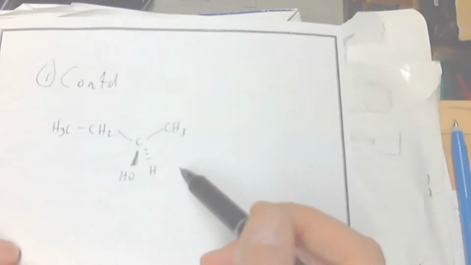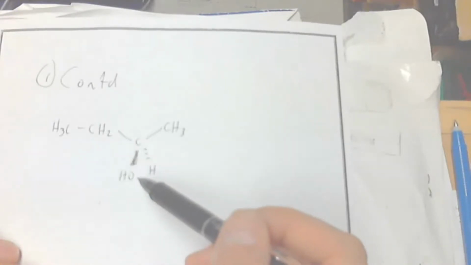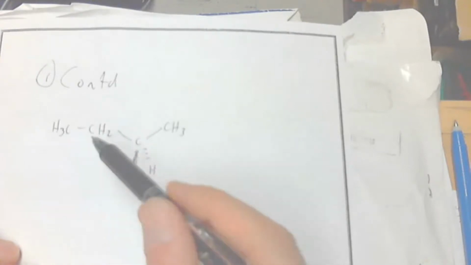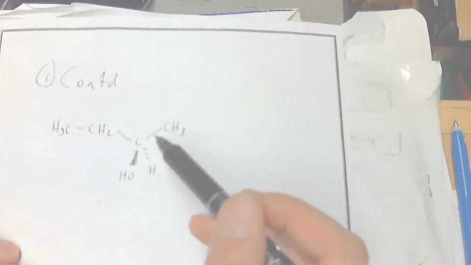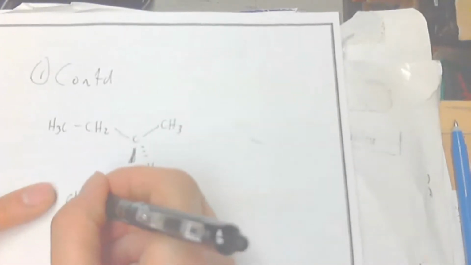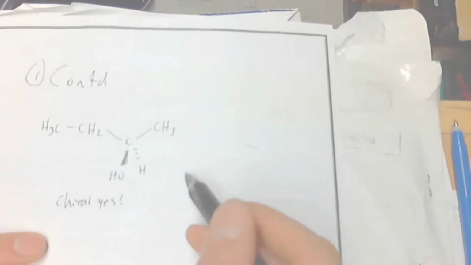Let's look at this molecule. Is it chiral? The answer is probably yes, because we have a carbon with four things on it: OH, H, CH3. You can say OH, H, a methyl, and an ethyl. That's an ethyl. So it is chiral, yes, and by being chiral, it has to have an enantiomer.